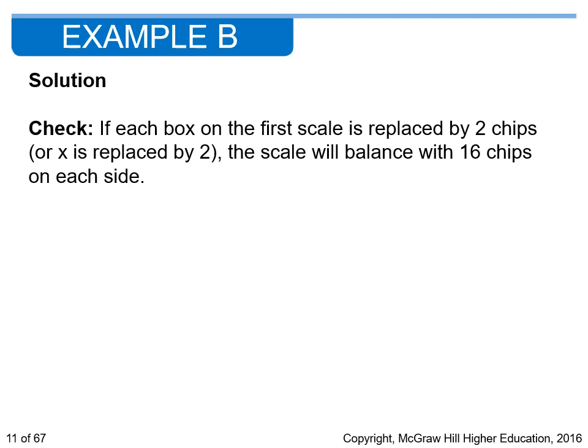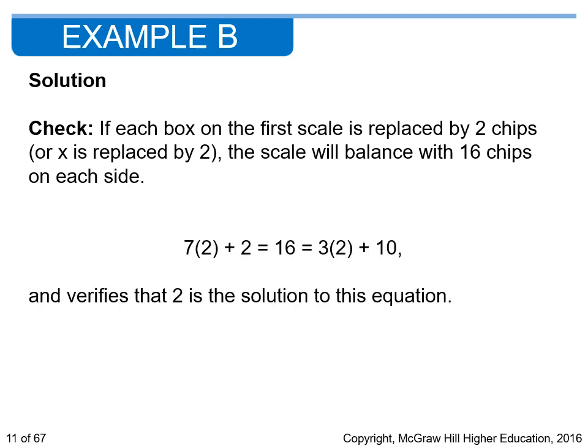You can check that. If each box on the first scale is replaced by 2 chips, the scale will balance with 16 chips on each side. You can check that algebraically by plugging 2 back into the equation to see that 7 times 2 is 14 plus 2 is 16 on the left. On the right, 3 times 2 plus 10 is 16. So that shows that 2 is the solution.